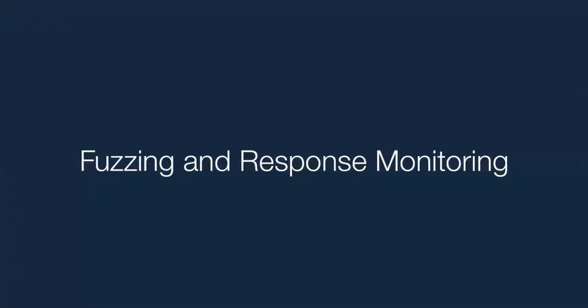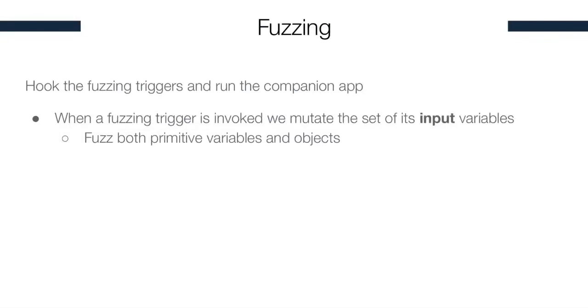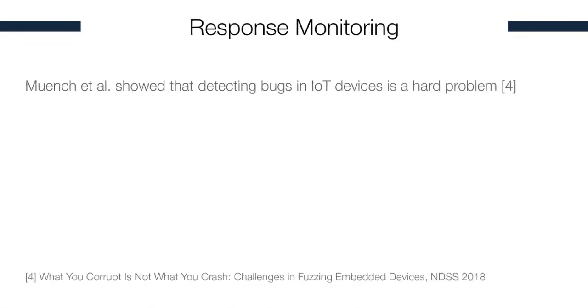Once fuzzing triggers are identified, we fuzz and monitor for device crashes. The way we do it is we hook all the fuzzing triggers and run the companion app. Whenever a fuzzing trigger function is invoked, we mutate the set of input variables that are accepted by these fuzzing triggers. We support fuzzing both primitive types, such as int, string, and so forth. We also support objects of different classes.